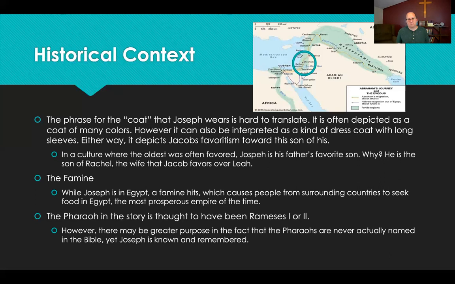It's a strange word in Hebrew, a strange phrase, because as you can imagine, the Bible doesn't talk a lot about coats. And so when it talks about this coat, it's kind of a unique occurrence. Because it's hard to translate, it often gets translated in different ways. One of those ways is a coat of many colors. It's a colorful coat. However, it can also be interpreted as a kind of dress coat, a shirt with long sleeves. Either way, it really depicts Jacob's favoritism toward his son Joseph.